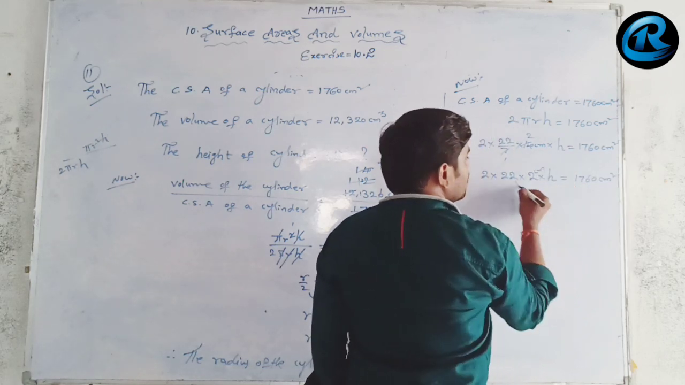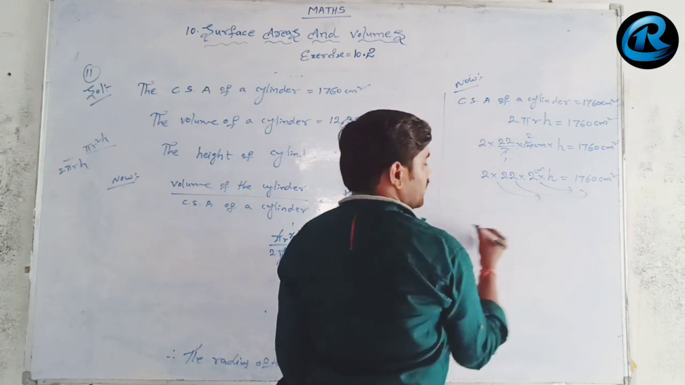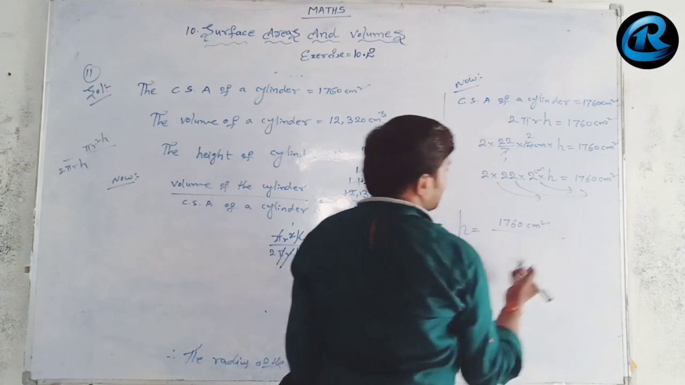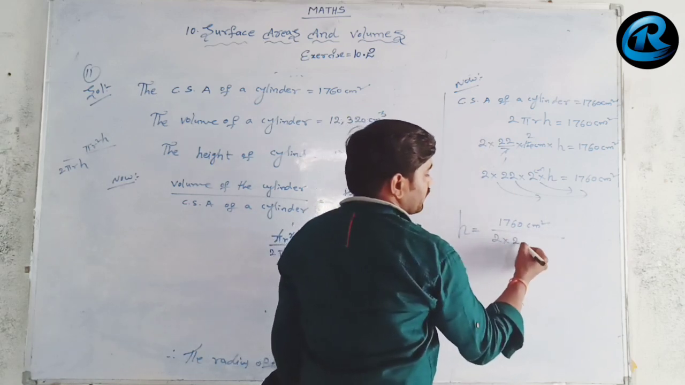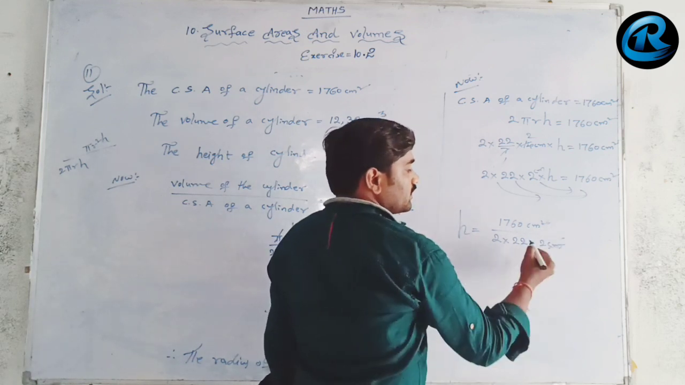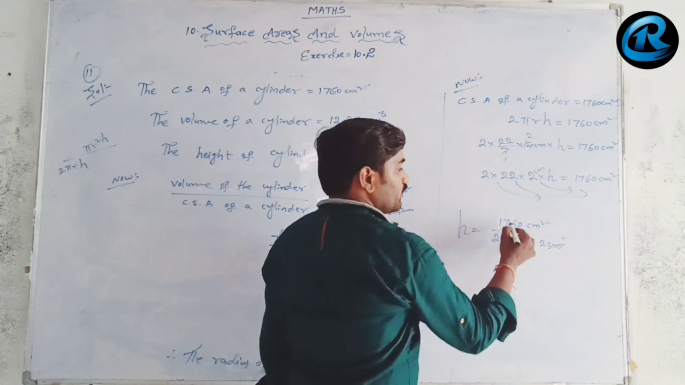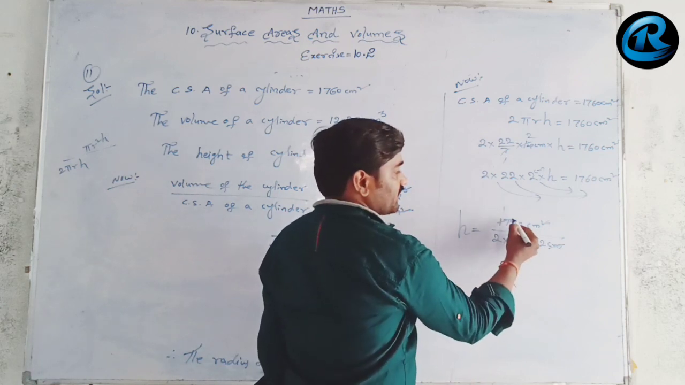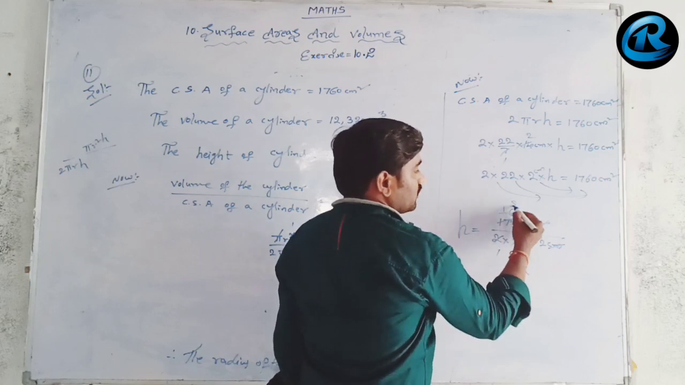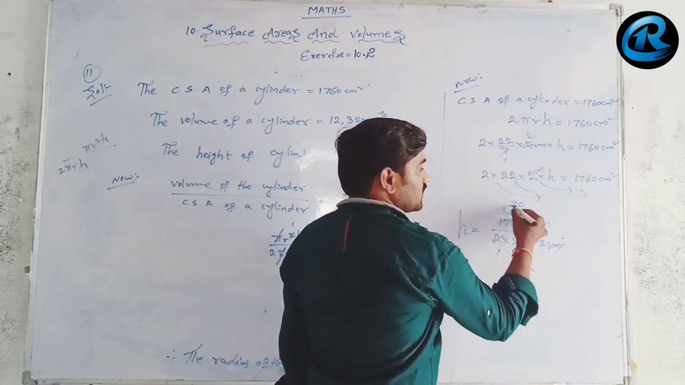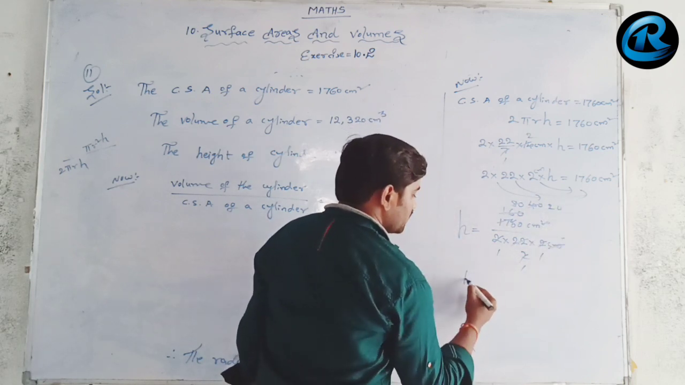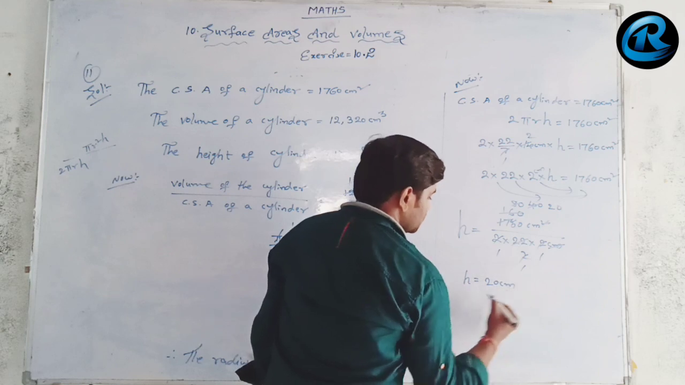Let's transfer all the terms to the RHS side, where h equal to 1760 centimeters square by 2 into 22 into 2 centimeter. Where centimeter gets cancelled. Here 11 twos are 22. 11 ones are 11, 6 left, 11 sixes are 66 and 0. Here 2 ones are 2, 80s are 160. 2 ones are 2, 40s are 80. 2 ones are 2, 20s are 40. So h equal to 20 centimeters.